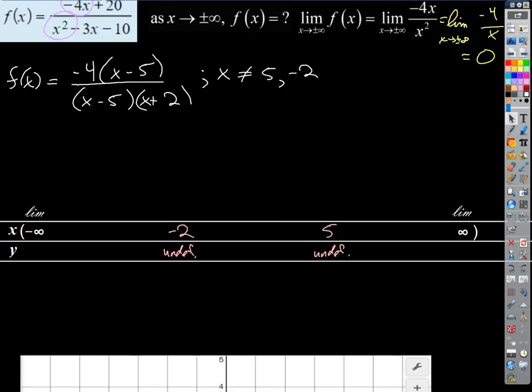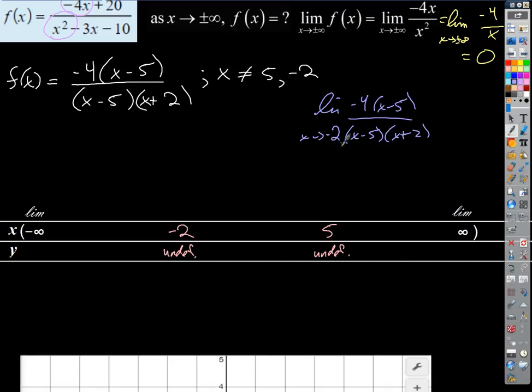What's going to happen as x approaches these values that we can't have, right? What's going to happen as we approach a value of negative 2? Okay, let's take a limit and see what happens. Let's just explore this, and then we'll look at a graph of this and graph it on Desmos and we'll see if our predictions are what actually happens. So the limit of negative 4 times x minus 5 over x minus 5 times x plus 2 as x approaches negative 2.